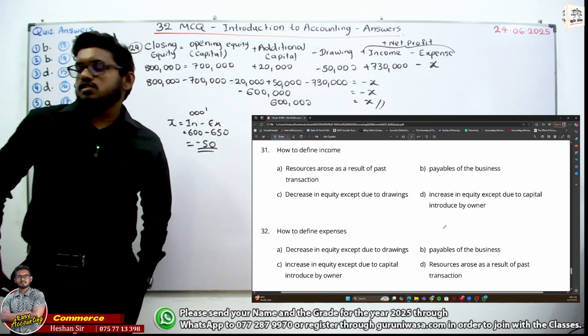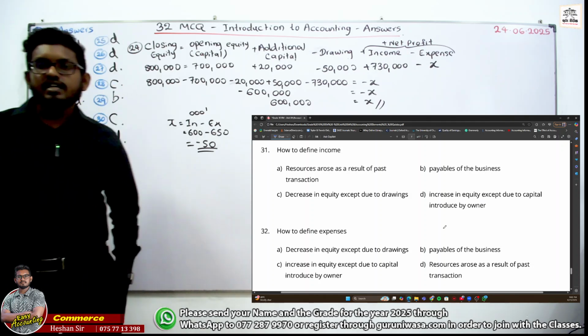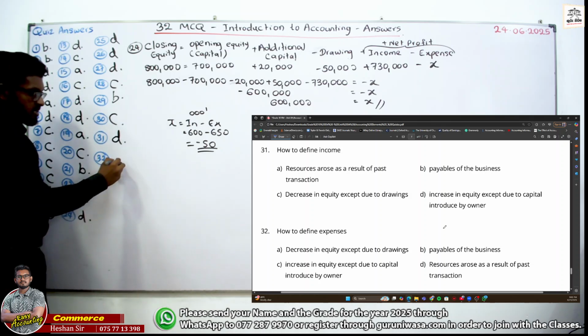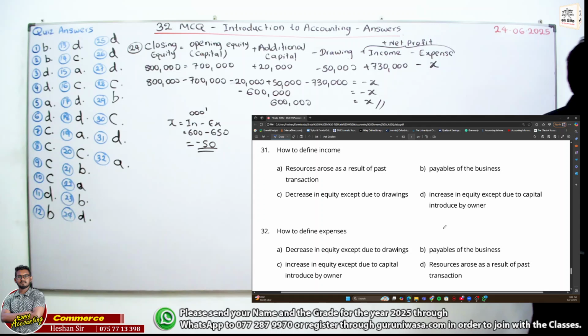How to define expenses? Decrease in equity except due to drawings. A. Write all the answers and raise your hands.